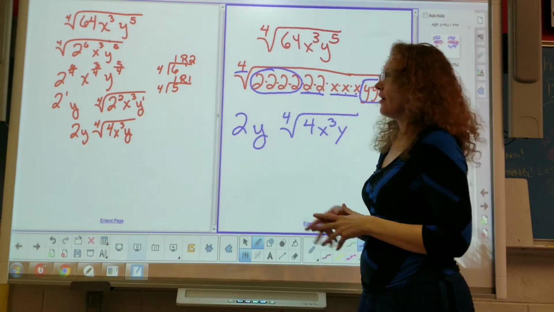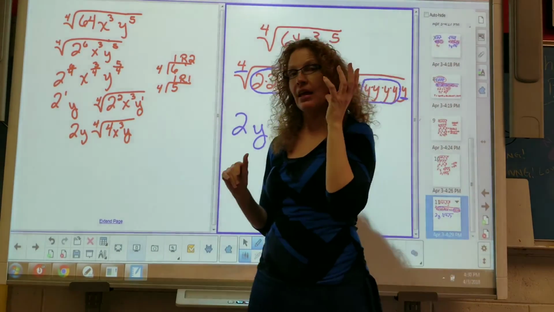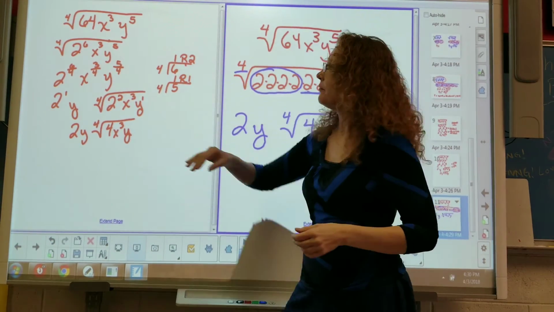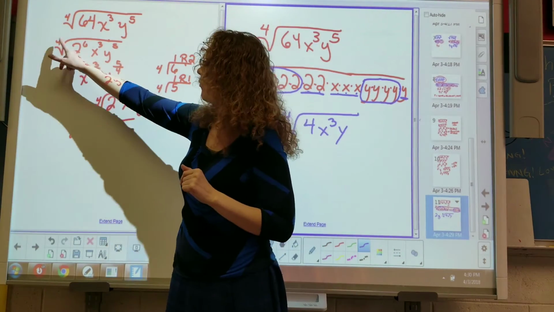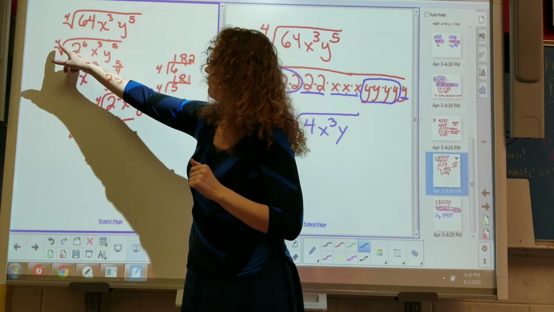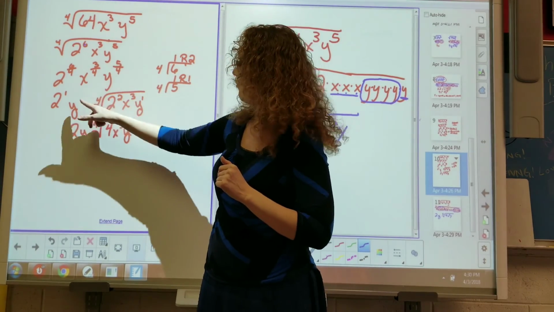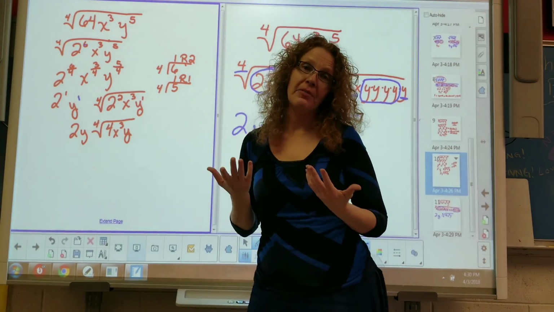Either way. Now this looks faster and easier, but if you can think and get a little ahead of it, all I do is I say 4 goes into 6 one time with 2 left over. 4 cannot go into 3. 4 divides into 5 once with 1 left over. That's how I do them in my head.